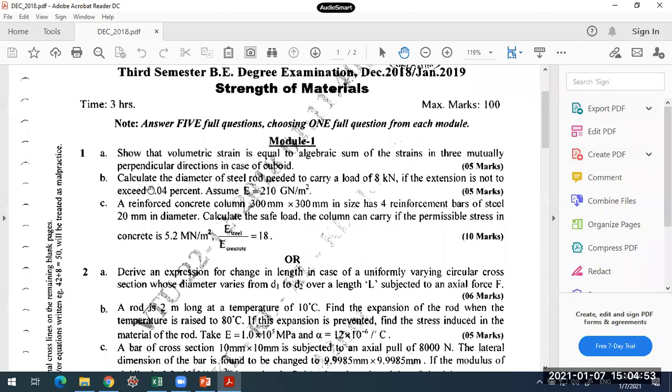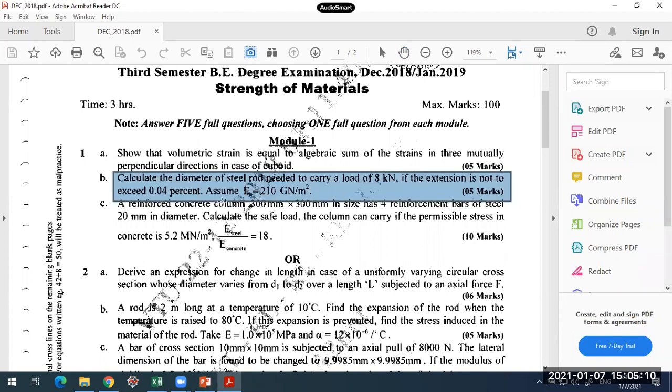Okay, let us go with this one. This volumetric strain, we are not done yet. It is a part of first model. We'll take it. Right. This is one more problem here.